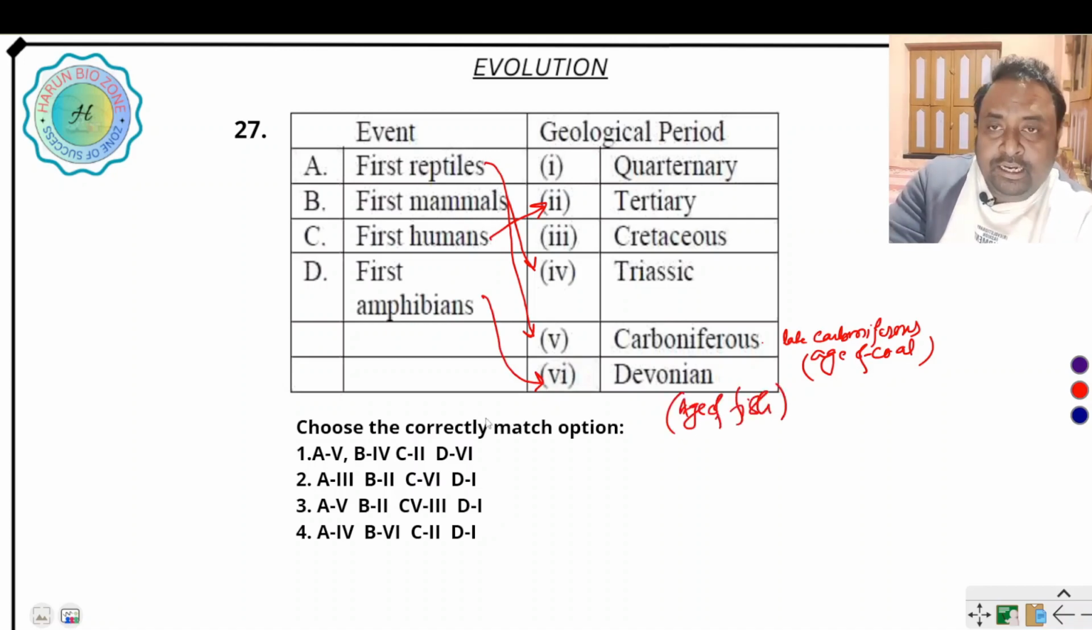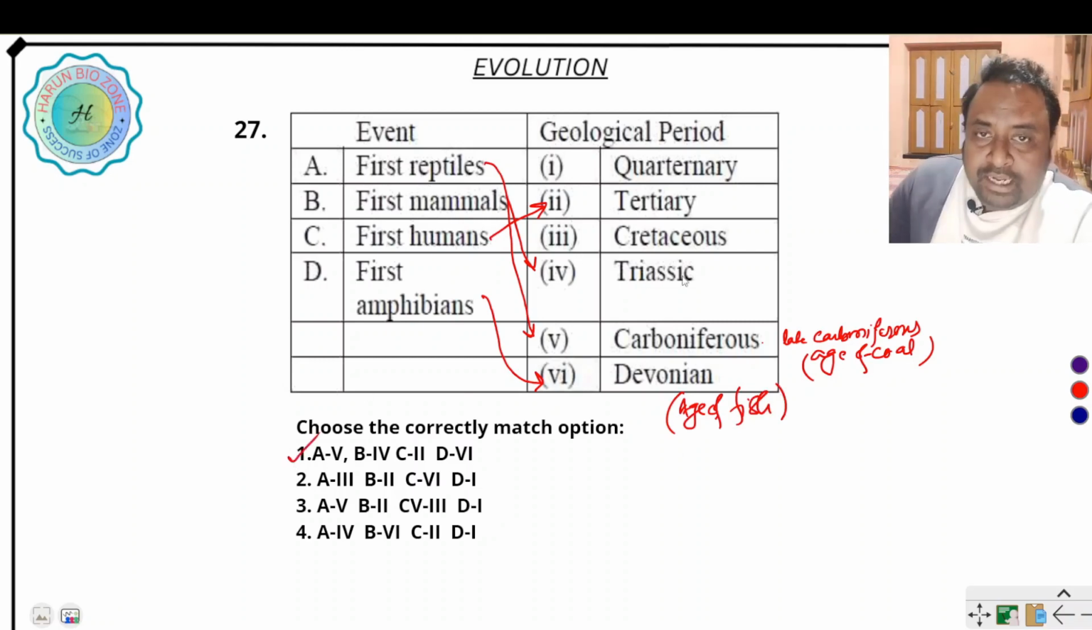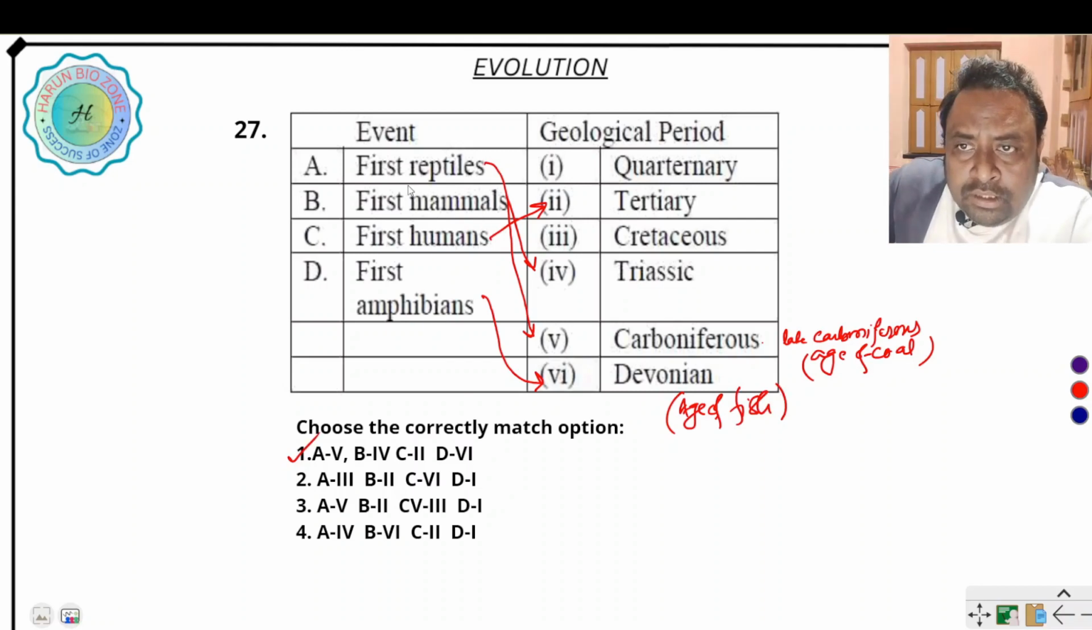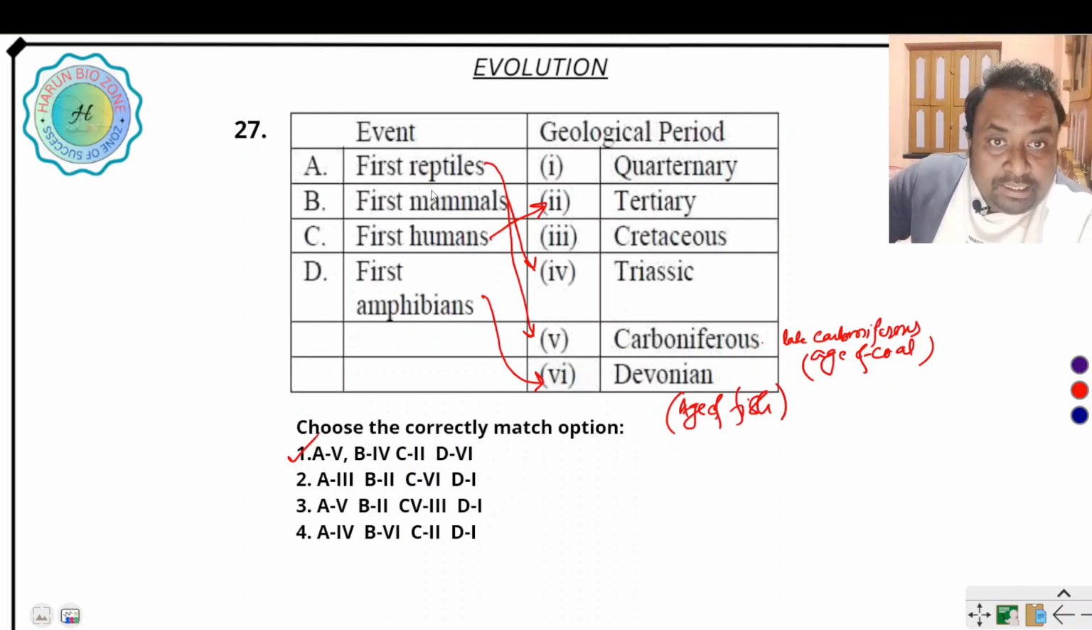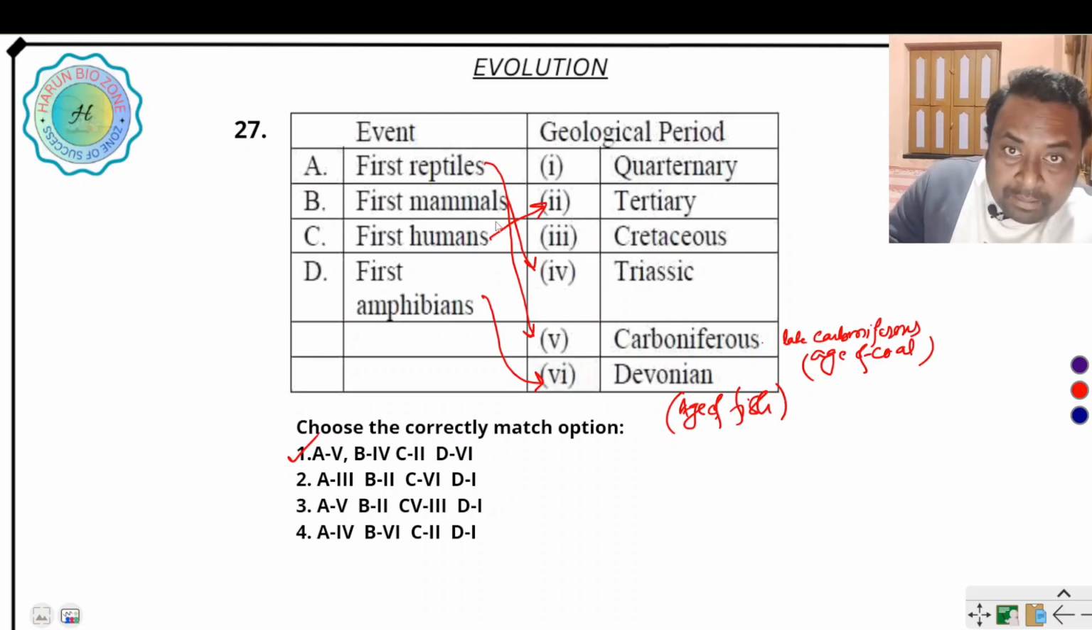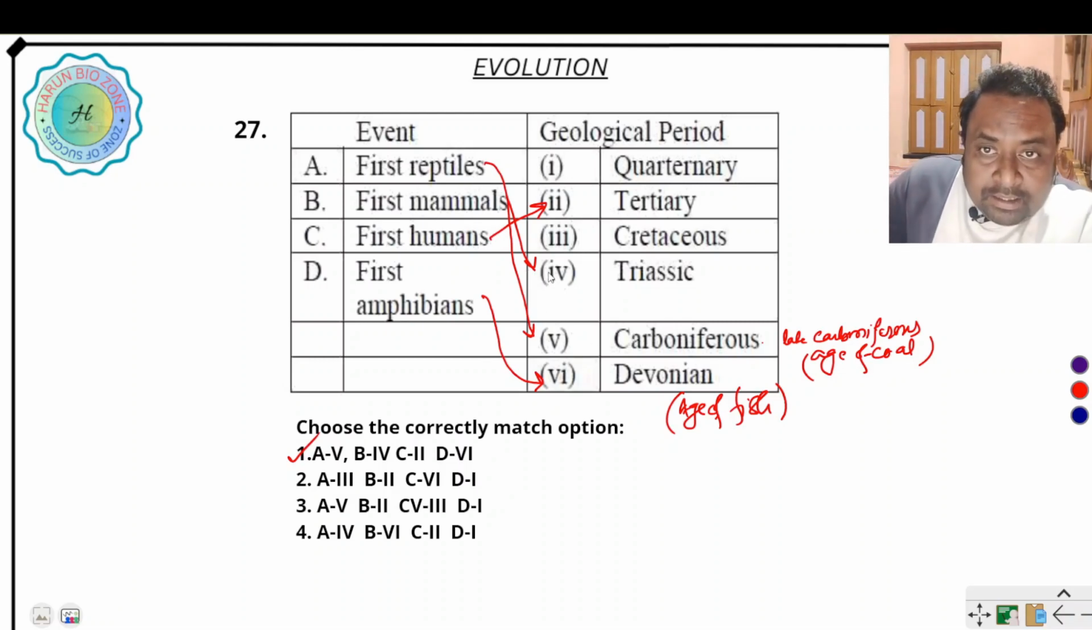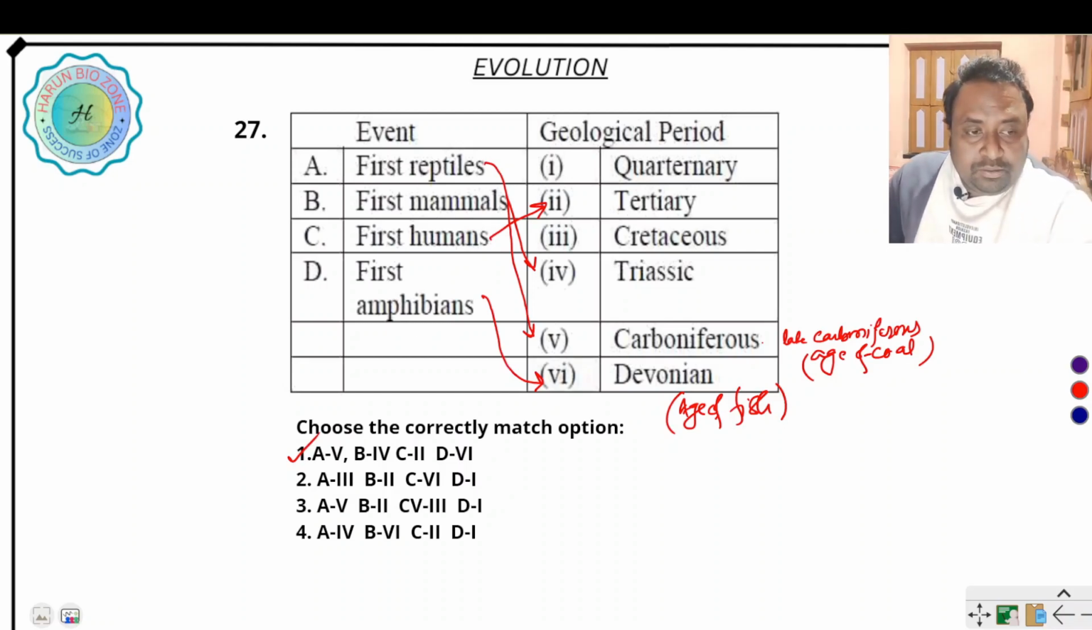So here the right option is A, where first reptile appear in Triassic era, then Jurassic, age of dinosaur, then Cretaceous, dinosaurs are extinct. First reptile appear in Carboniferous era, first mammals appear in Triassic era, first humans appear in Tertiary era, Miocene phase, and first amphibian appear in Devonian era. 1 is the correct option.